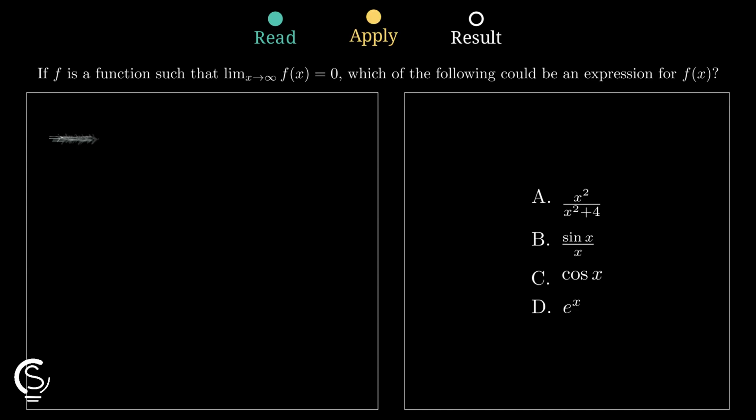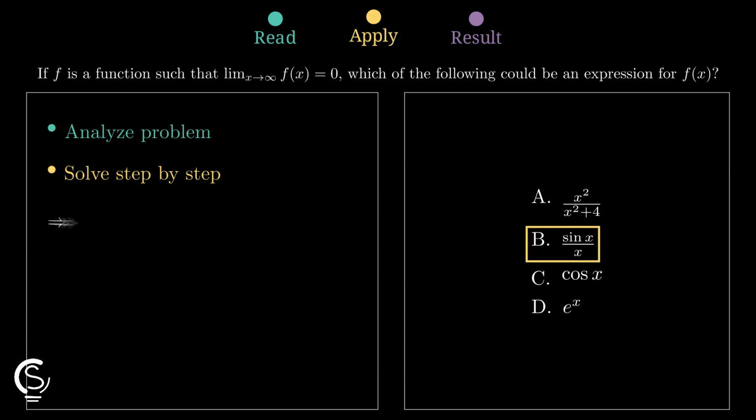Next, check option D because exponential functions grow way too fast as x increases. That leaves us with option B, where the denominator grows while the numerator stays small and bounded. As the denominator grows while the numerator remains bounded, the fraction approaches 0. This makes option B the correct choice.